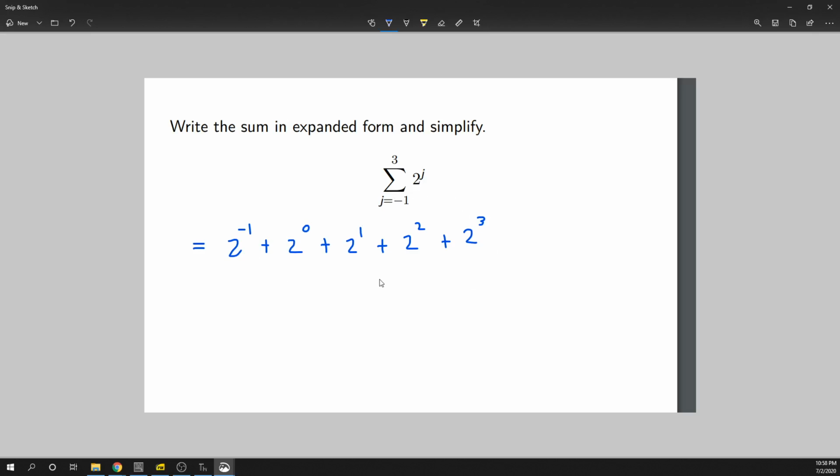All right, so there we go. We have it written in the expanded form. In this case, right, we can simplify this out. 2 to the -1 is a half. 2 to the 0 is 1. That's 2. That's 4. That's 8. So we get 15 plus a half. Which is 31 over 2. All right. Okay, on the next example.